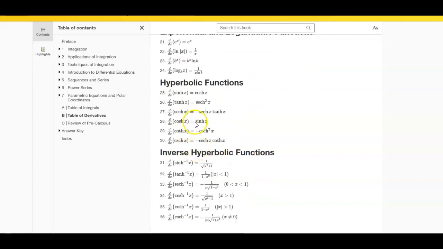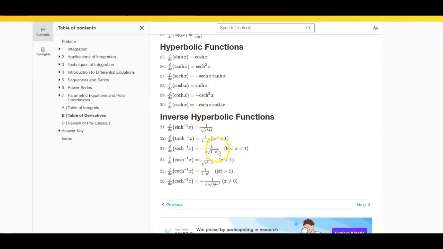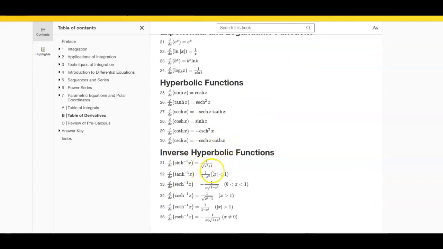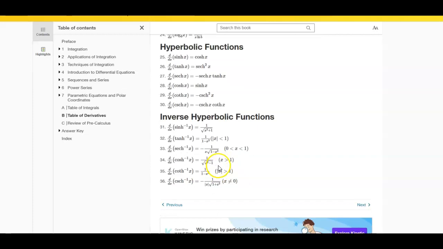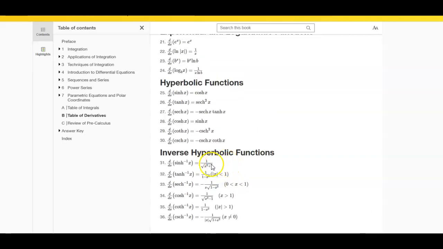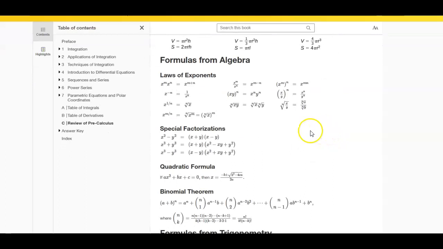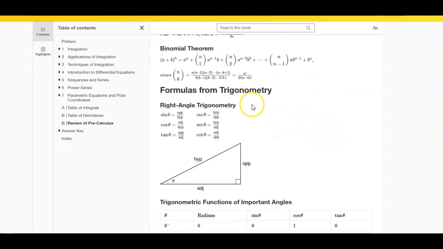Hyperbolics we won't do a ton with. I probably don't require these to be memorized, and the same for inverse hyperbolics. We might do some problems that use these rules, but I think that's something you can look up when the time comes around. Also, in your textbook, there's a review of pre-calculus, and that can be pretty useful.